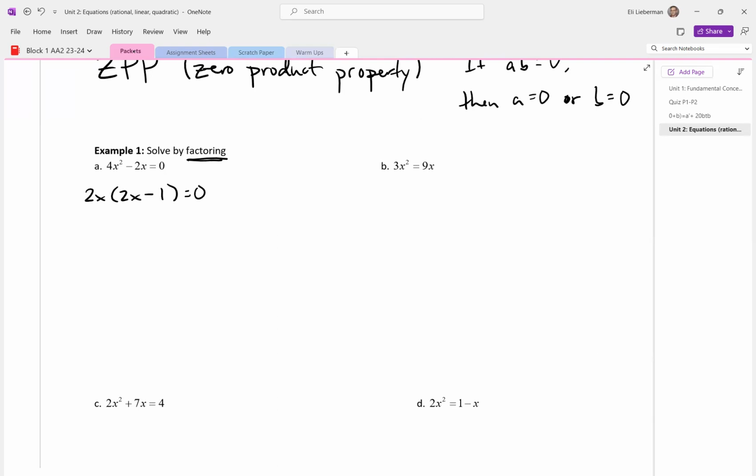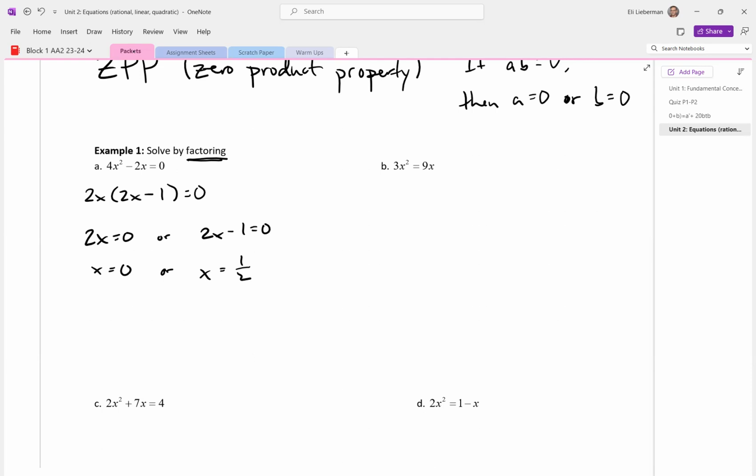You see that we have to use ZPP? Something times something equals 0. So either 2x equals 0 or 2x minus 1 equals 0. And I think this part is not new for you. This should be very comfortable. But maybe it's just the name that may be new. So x equals 0 or x equals 1/2.